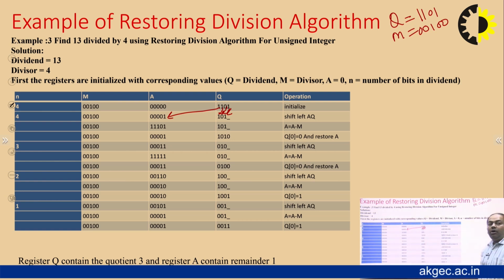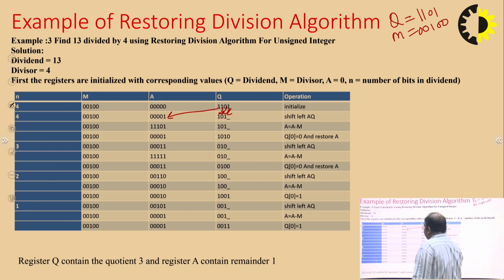In the division, what we have to take care of is that we don't have to shift the values of M. The value of M will remain the same in each step. Whatever calculation we are doing, whatever addition and subtraction, we have to do only in A and Q. We need not touch the value of M.